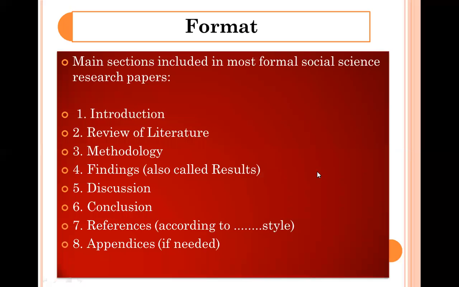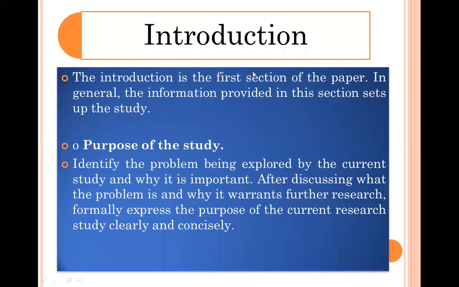See, what is the format commonly used in social science research papers? You can see here: introduction, review of literature, methodology, findings, discussion, conclusion, references according to any style, whether you follow APA style or MLA style or Chicago style or Turabian style, whatever style you are following or you are instructed to follow, you follow. Then comes appendices if required. We'll discuss these things one by one.